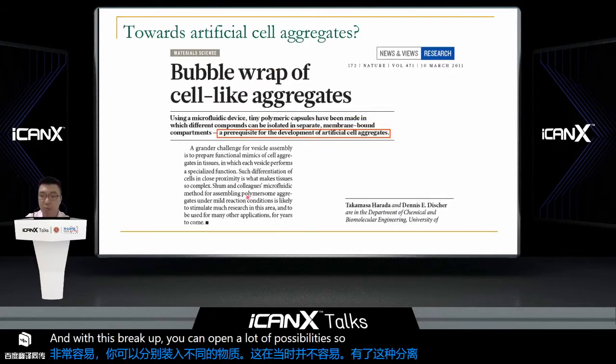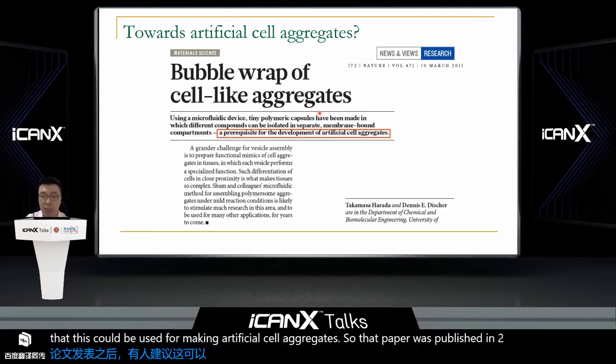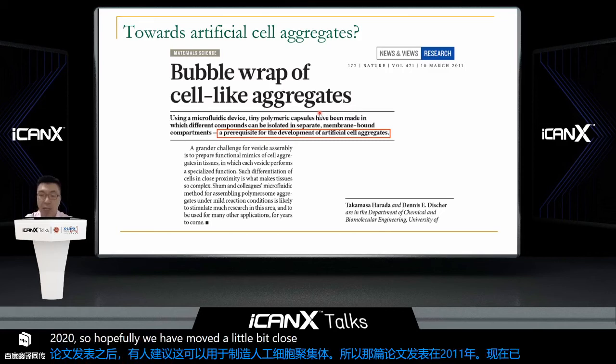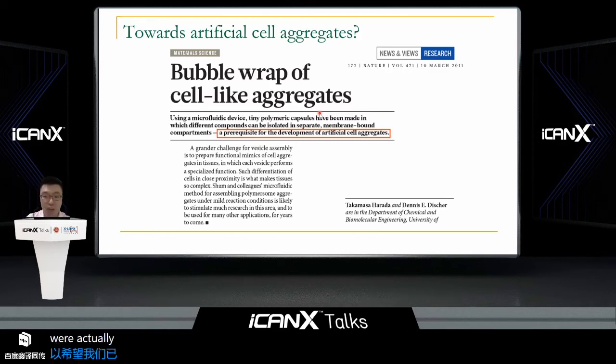After our paper was published, there were suggestions that this could be used for making artificial cell aggregates. That paper was published in 2011. Now it's already 2020, so hopefully we have moved a little bit closer towards that direction. However, before we could achieve that, there were actually some major hurdles that we had to overcome.